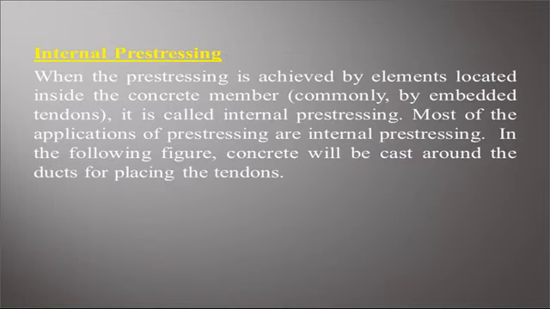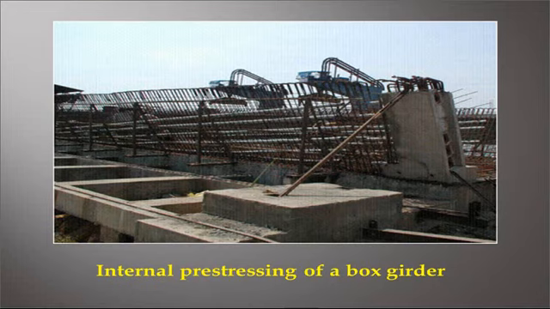Now, internal prestressing, when the prestressing is achieved by elements located inside the concrete member, commonly by embedded tendons. It is called internal prestressing. Most of the applications of the prestressing are internal prestressing. These are the prestressing wires which are provided in the concrete section before casting, and these are the tendons in the box girder.